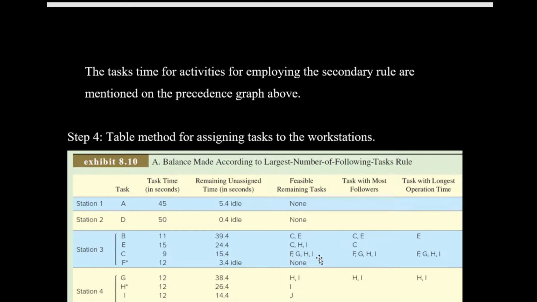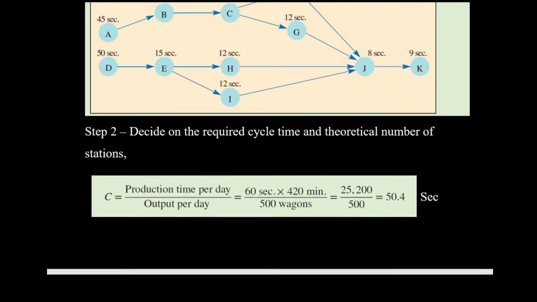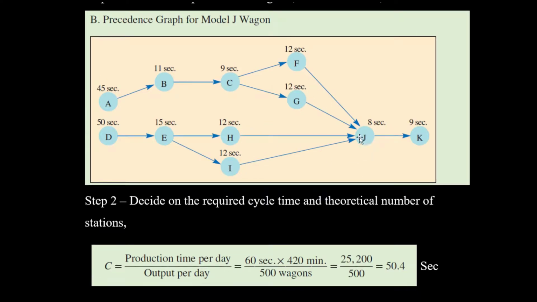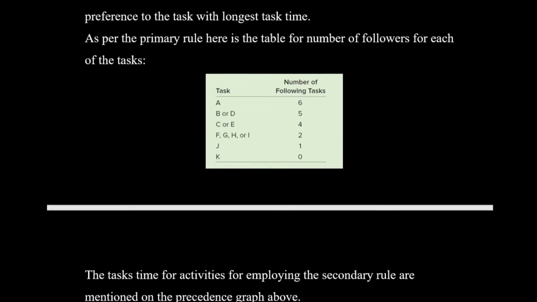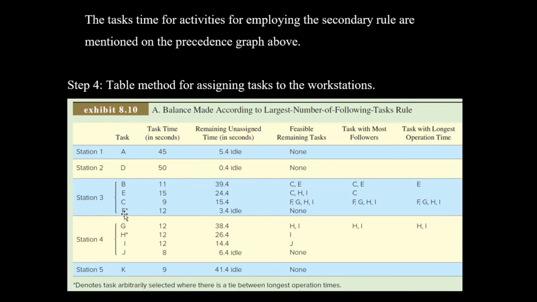Now F, G, H, I are the feasible remaining tasks. All have the same number of followers, and all also have the same task time of 12 seconds. So we can randomly choose any one. They have put F, which is 12 seconds, and 3.4 seconds remains, which cannot be further utilized, and it will go as idle time.